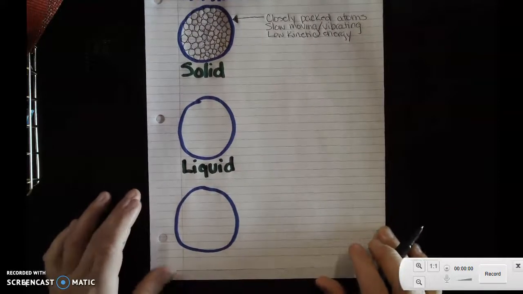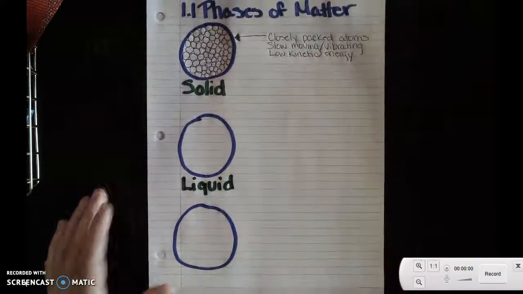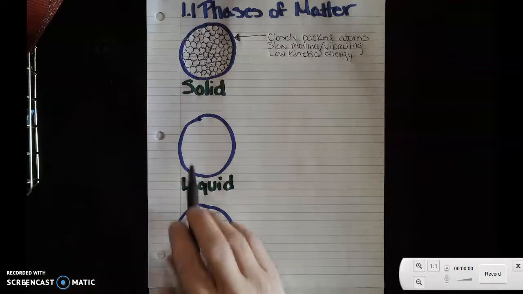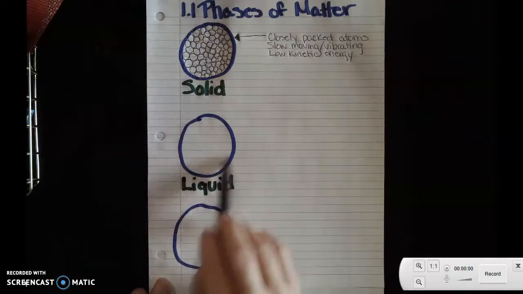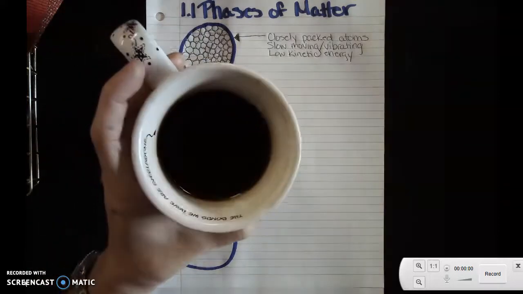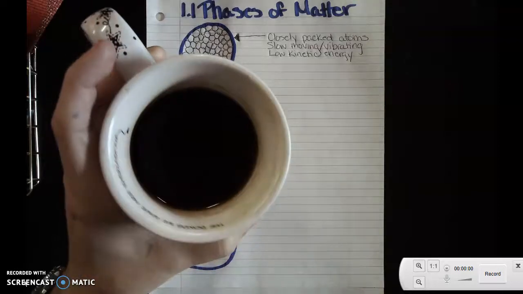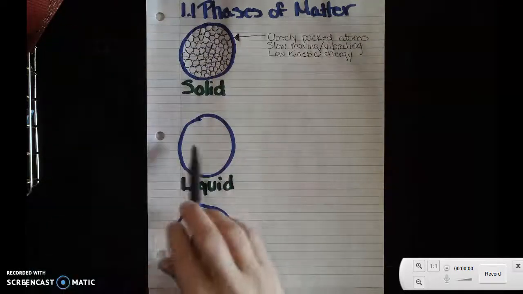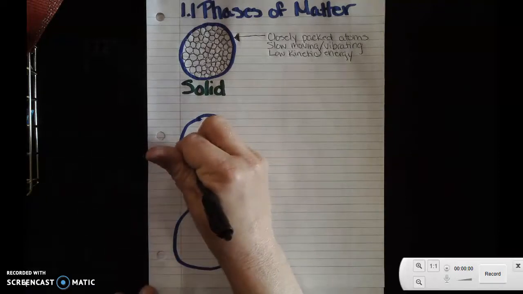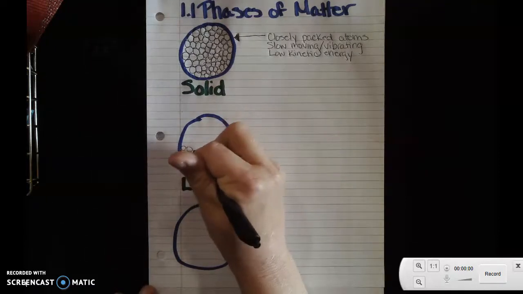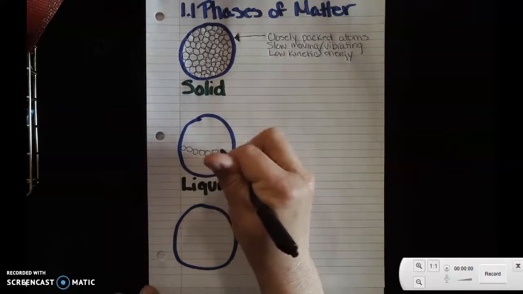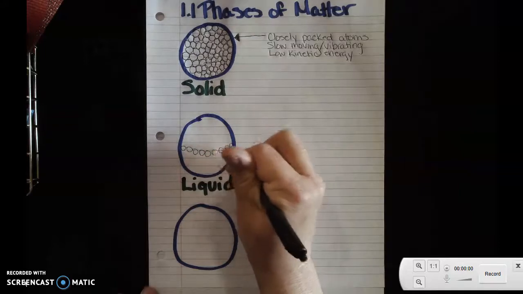Again, if at some point you feel like you're falling behind, you have this video that you can pause, you can rewind, you can watch at any time. So a liquid is not going to take up this full space. You can see in my coffee cup, all the liquid falls to the bottom. That's what we're going to try to model here. So we're going to start by drawing our atoms, kind of falling to the bottom. We want to have a little bit of space in between them, but still have them clustered together.